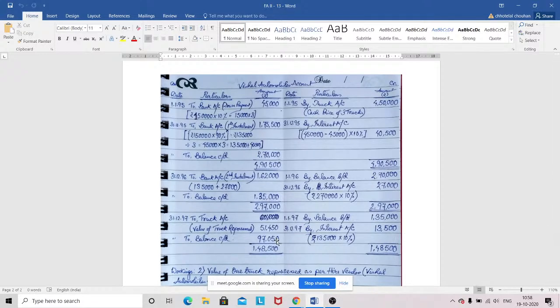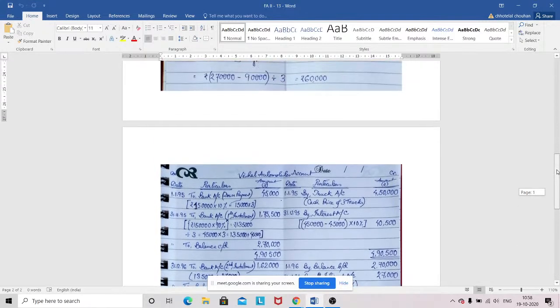We don't know about it because nothing is mentioned. It is expected that in the next year, or in the beginning of the next year, the amount will be paid or something like this. But we don't actually know what to do about that particular balance c/d.